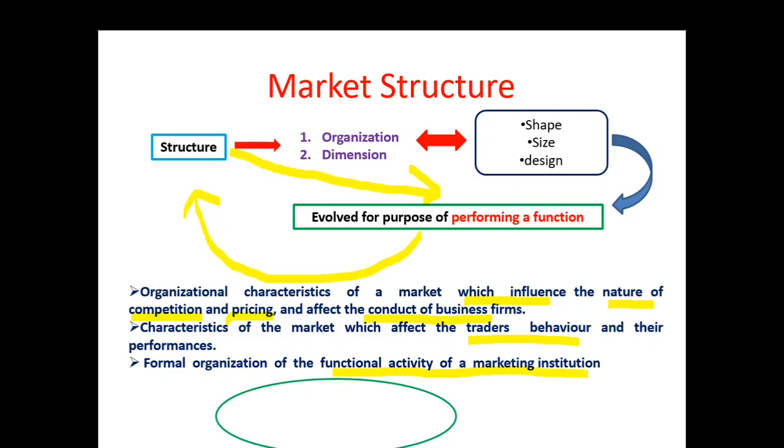Market is a social institution, as already said in the previous slide. Every institution has an organization and an activity which influences the activity. So the marketing structure affects the organization. I've already told you the structure is affected by the function. So marketing structure influences the organization, which in turn influences the functional activity, right?